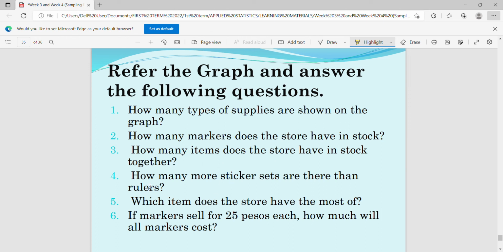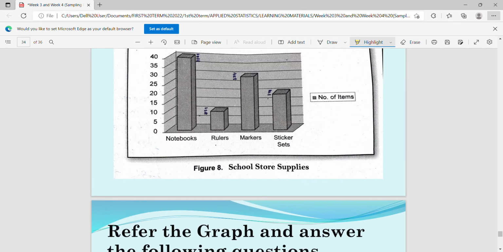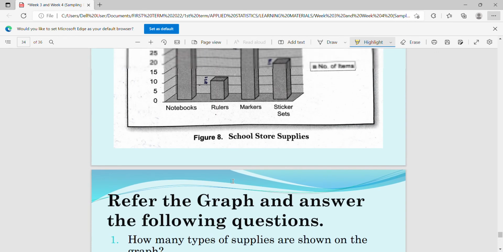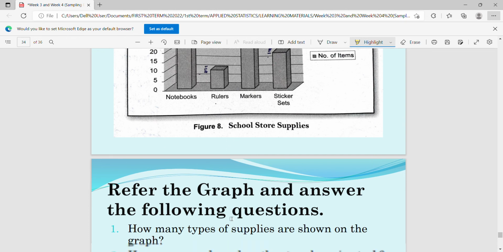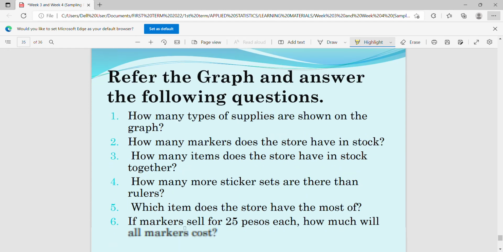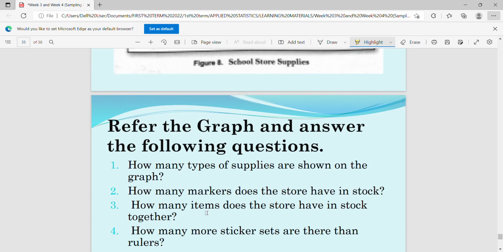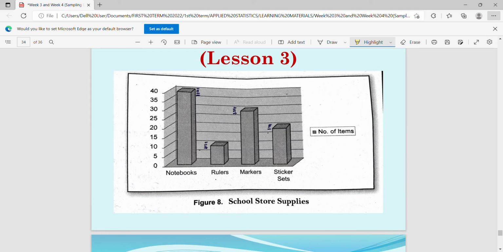Number 4, how many more sticker sets are there than rulers? Ang giingon niya, pila ang sticker set, ang labaw sa sticker set sa ruler. So pila ang sticker set? Approximately 19, and the ruler is nasa 9. So the difference is 10. Therefore, the answer for number 4 is 10. Number 5, which item does the store have the most? Based on the graph, the most item is the notebooks.